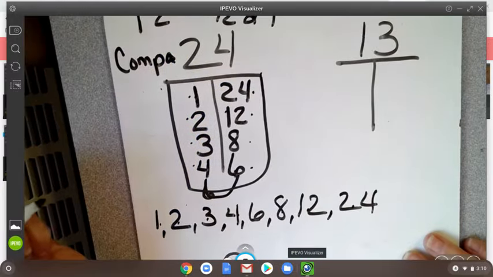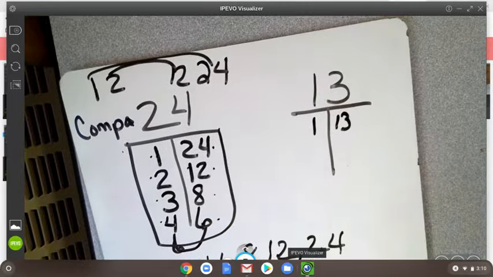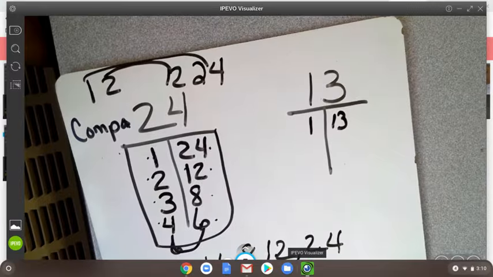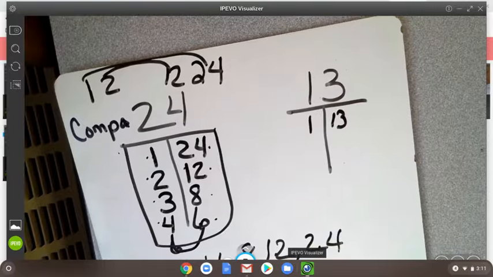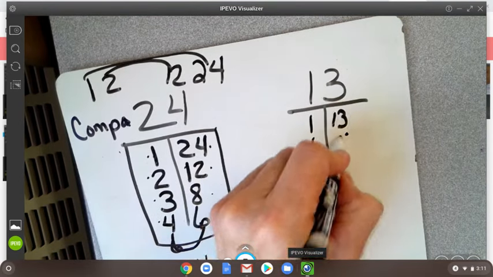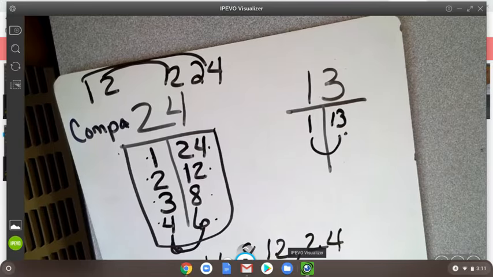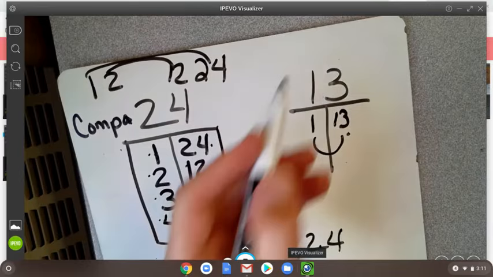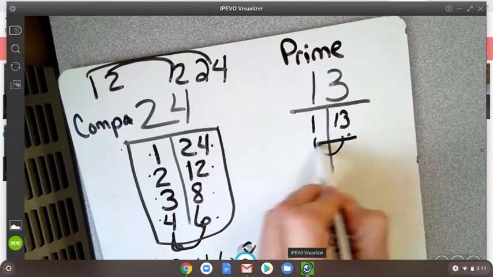13, on the other hand: 1 and 13. 2 doesn't go into it. 3 doesn't go into it. 4, nope. 5, 6, 7, 8, 9, 10, 11, 12, 13. Yep. The turnaround fact is up here. Only 1 and 13 are the factors of 13. So we would call the number 13 prime because it only has 2 factors, 1 and itself.